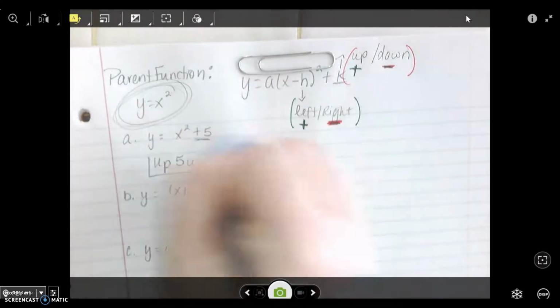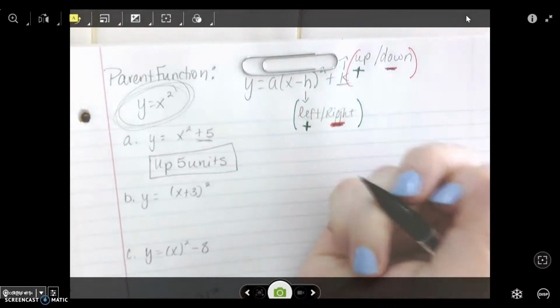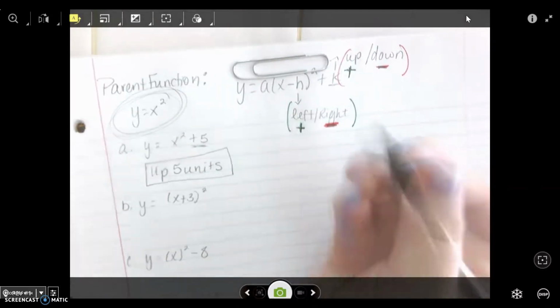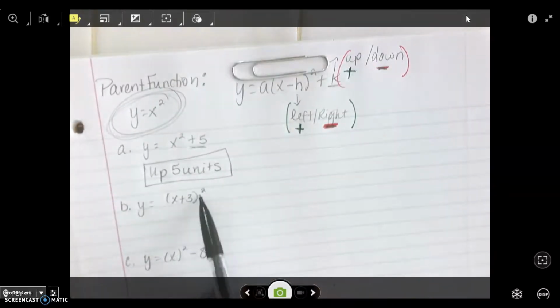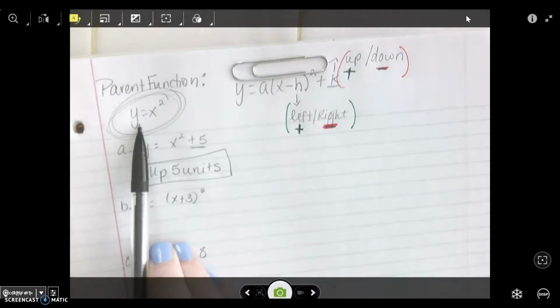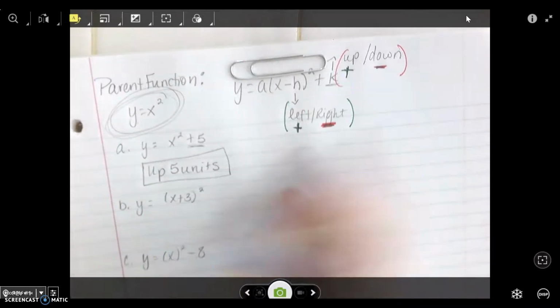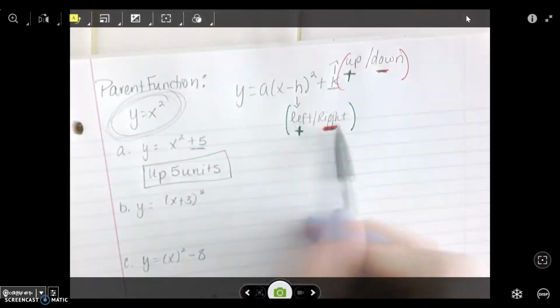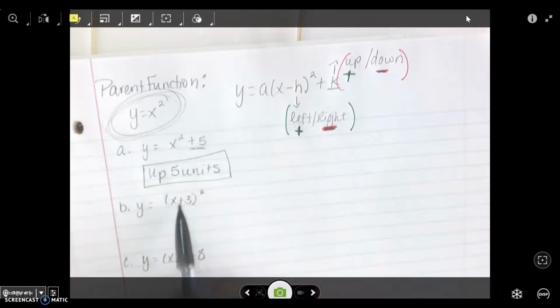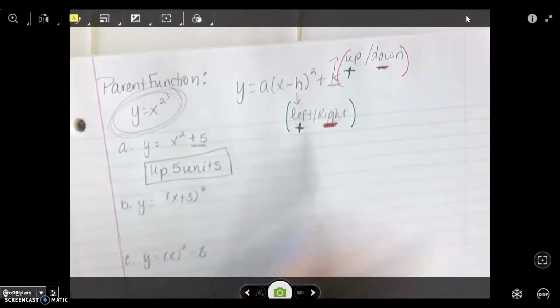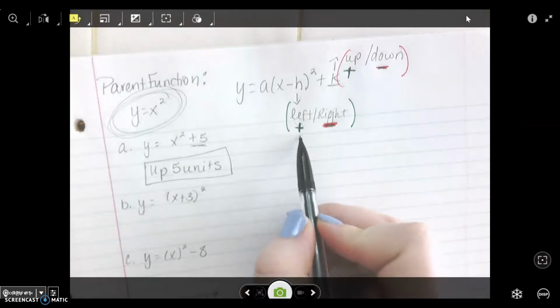So that was A, up 5 units. B says y equals x minus 3 squared. Okay, so if you start with your parent function here, the vertex is at the origin. This inside the parentheses is going to move it left or right, depending on what it is. So this says plus 3. That means it's going to go left 3 units.